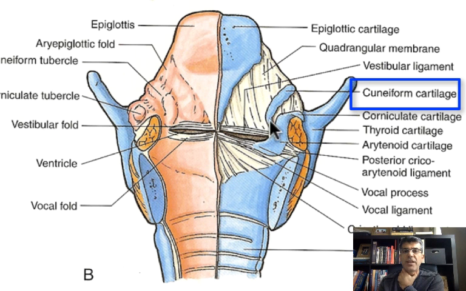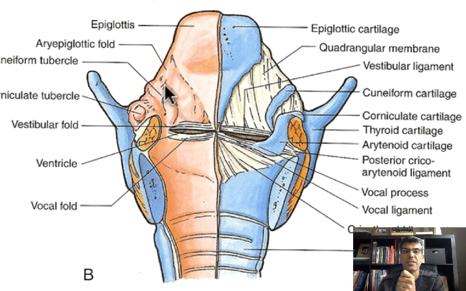Cuneiform cartilage is embedded inside the quadrangular membrane. So if you want to see cuneiform cartilage, you have to remove the mucosa, and then by removing mucosa, you can see the cuneiform cartilage is embedded inside the quadrangular membrane. Remember, we counted 7 cartilage before. Now this cuneiform in each side is going to create the last 2, which altogether now we have 9 cartilages.